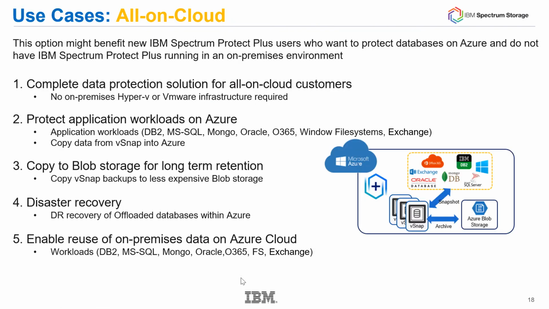Now, when we do all-in-cloud, this option might benefit new IBM Spectrum Protect users who want to protect their databases and applications that are inside of Azure but have not yet set up an on-premise Spectrum Protect Plus server. So that will give them the complete data protection. It'll allow for the protection of the workloads on Azure. They'll be able to copy them to blob storage for long-term retention. They'll be able to have disaster recovery by bringing up another Spectrum Protect Plus instance if needed inside of the cloud. And of course, they'll be able to reuse their backed up resources, spin up test cases and things like that from their backups directly into the cloud.